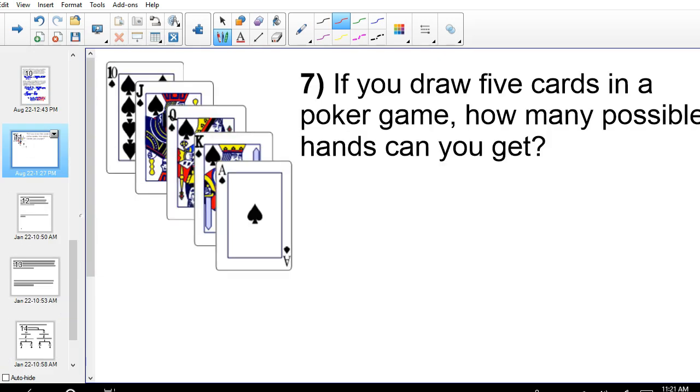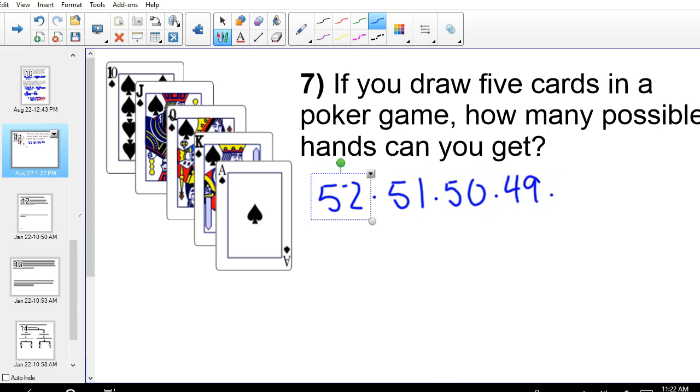All right, so you draw 5 cards in a poker game. How many possible hands can you get? Almost all of these are gambling related because probability is so much about gambling. It's the perfect thing to use this for. So 5 cards, if you're in a poker game and you're just playing with 1 deck of cards, then as you draw the cards, you don't replace them, right? So you've got 52 options for the first card, 51 for the second, 50 for the third, 49 for the fourth, and 48 for the last one.